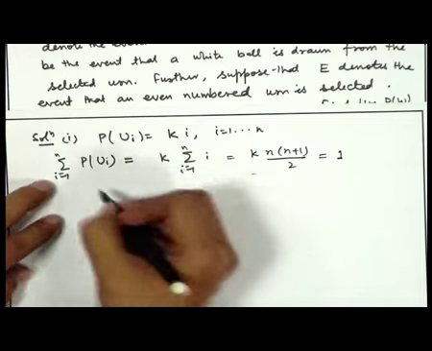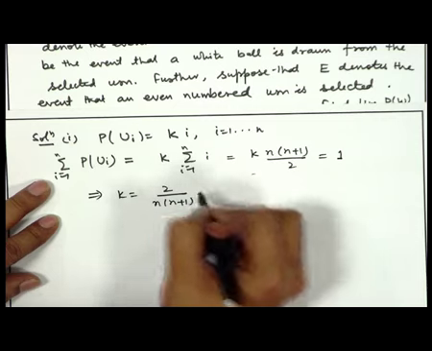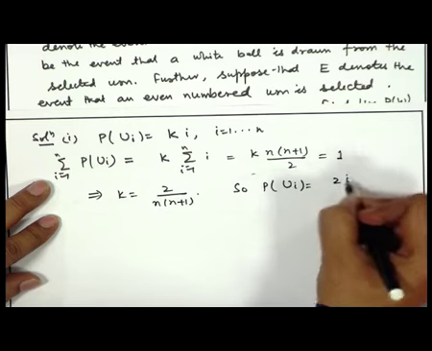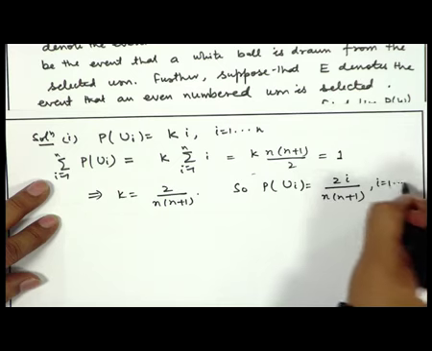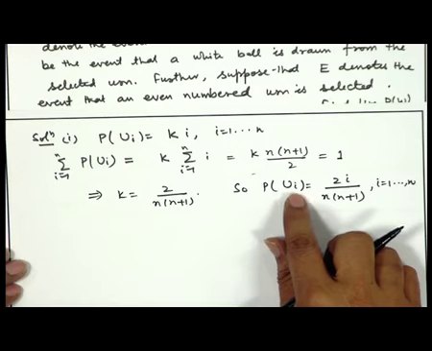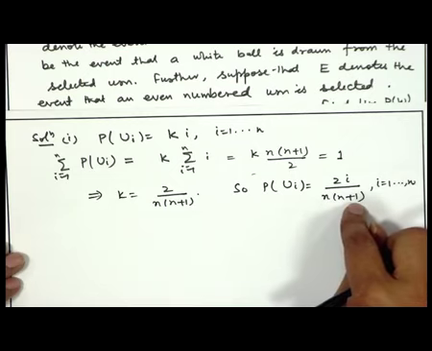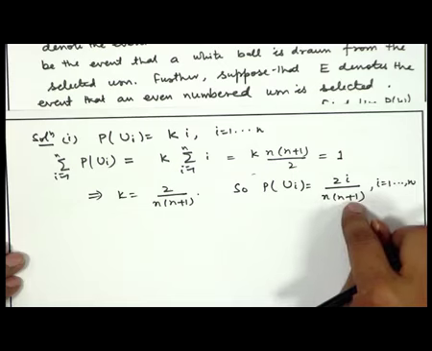So, k becomes 2 divided by n into n plus 1. So, probability of ui is equal to 2i divided by n into n plus 1 for i is equal to 1 to n. That means the urn u1, the first urn, is selected with probability 2 divided by n into n plus 1. The urn 2 is selected with the probability 4 by n into n plus 1. The urn n is selected with the probability 2 divided by n plus 1.